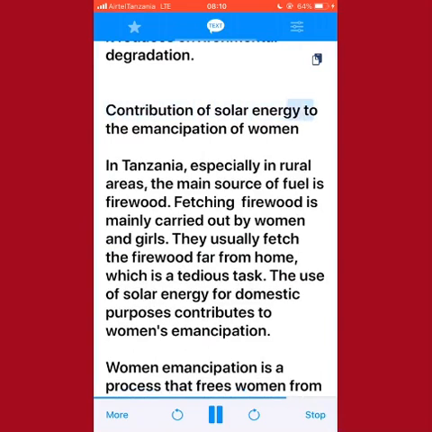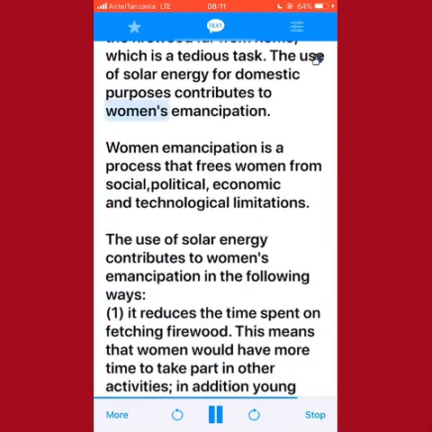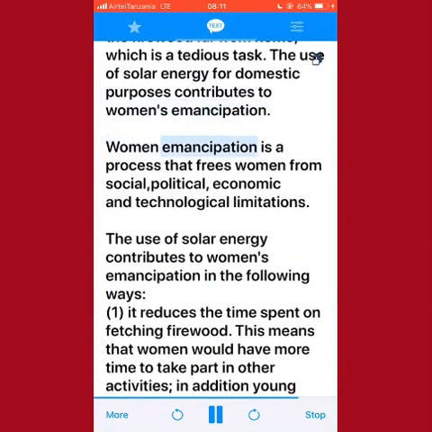Contribution of solar energy to the emancipation of women. In Tanzania, especially in rural areas, the main source of fuel is firewood. Fetching firewood is mainly carried out by women and girls. They usually fetch the firewood far from home, which is a tedious task. The use of solar energy for domestic purposes contributes to women's emancipation. Women emancipation is a process that frees women from social, political, economic, and technological limitations.